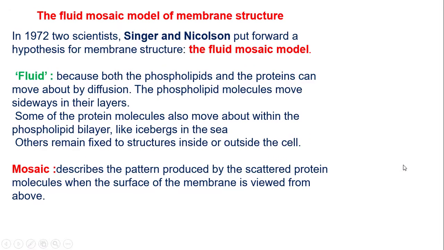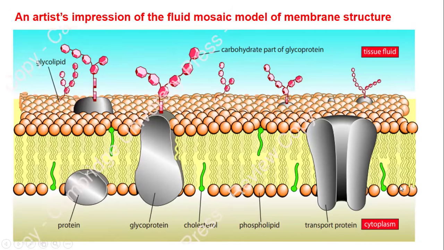For mosaic, we have seen that when you look at the proteins, they are scattered all over the cell surface membrane. So if you view the membrane from above, you will see that scattered nature of the proteins. So basically, that is the fluid mosaic model of the cell surface membrane. Now, the cell surface membrane has different molecules making it up. We have seen it has a bilayer of phospholipids. Now, within that bilayer, we have cholesterol.